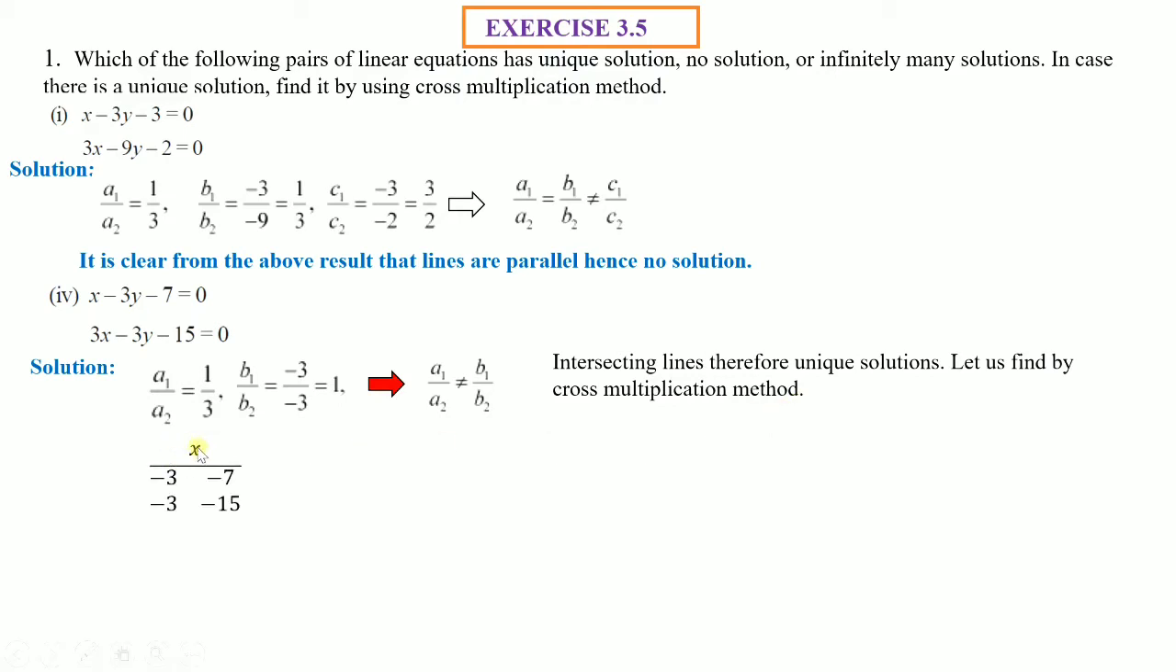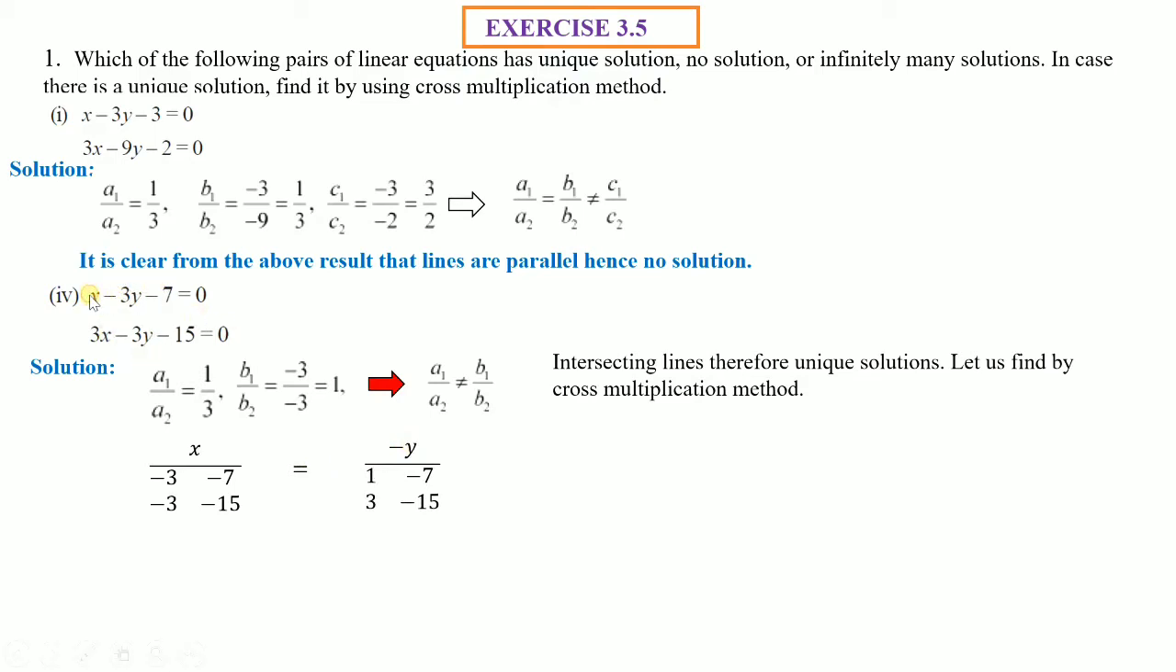So here, x upon, as I told you, in case of this x, while you will be writing this, taking this variable x, then you will be writing the coefficients of b1 and b2, that is minus 3 and minus 3 over here. And in case of this c1 and c2, you will be writing minus 7 and minus 15 over here.